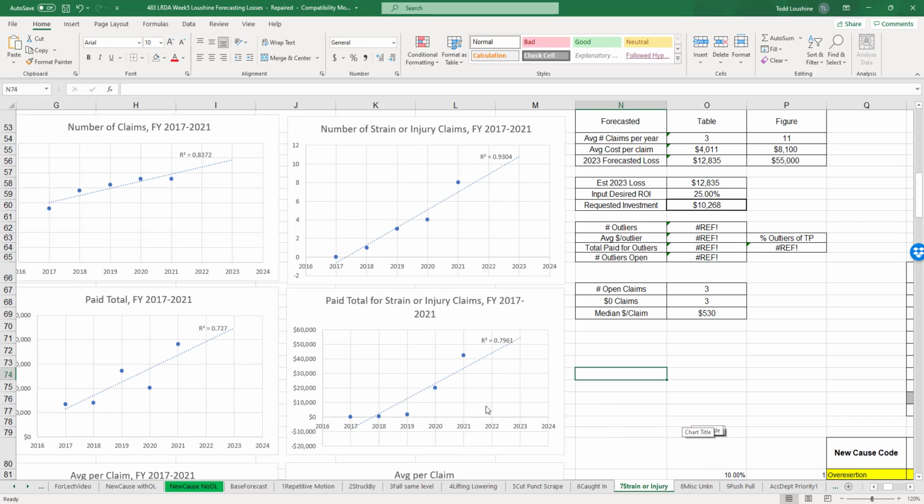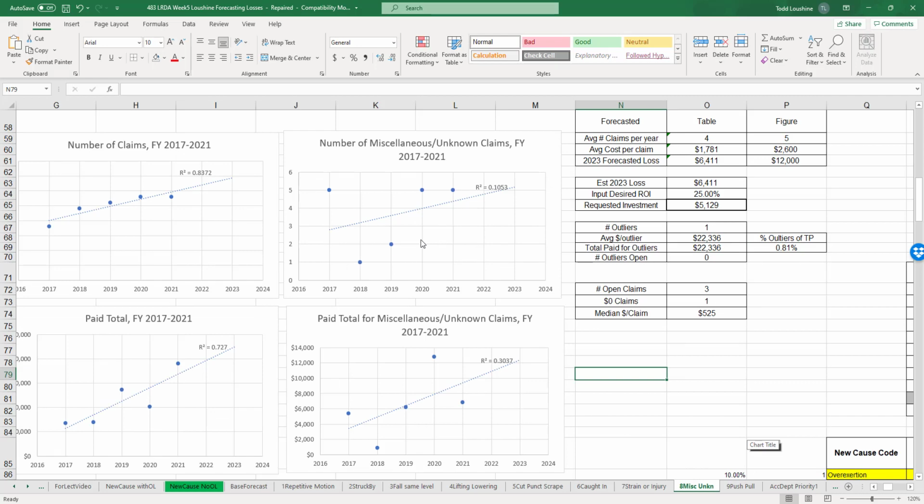For the strain and injury, it's a pretty good trend, but 0 outliers. So I just didn't feel comfortable with selecting 55,000 when there's no outliers to fall back on. So I defaulted to the average, the low amount, though there is justification here to use that. For the miscellaneous unknown, the R square values aren't good. The outliers are low, so I went with the low number.